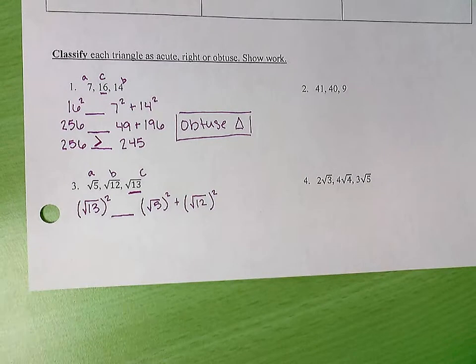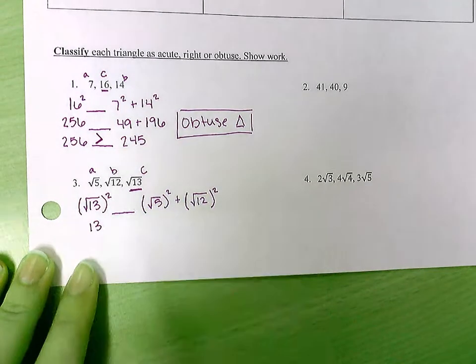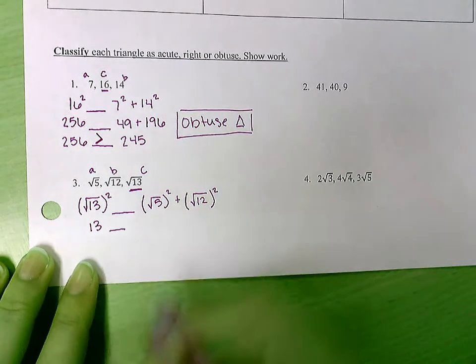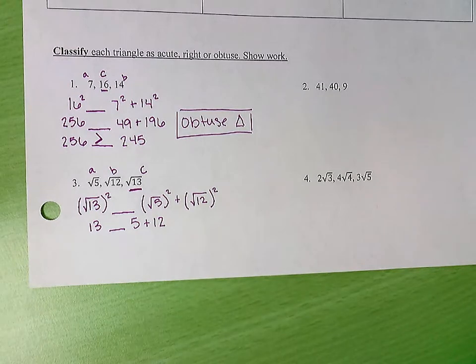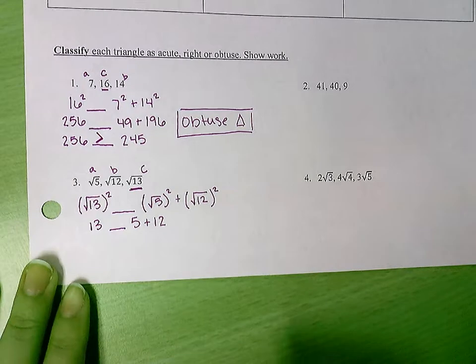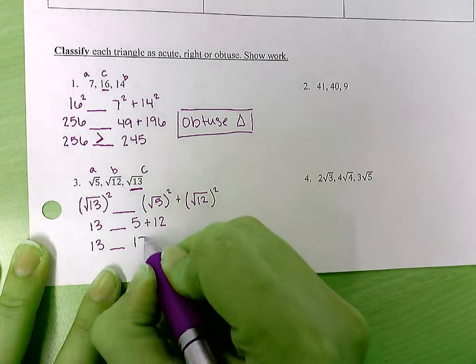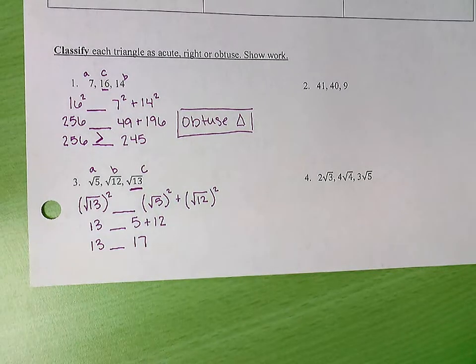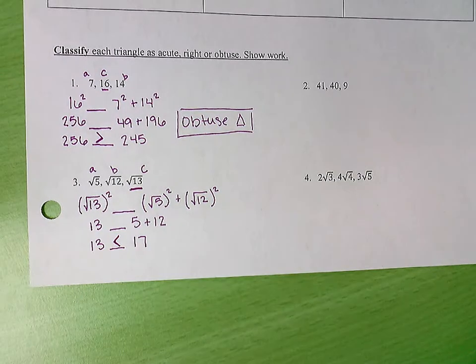What happens when I square root? They cancel. That's why I didn't want you to write that decimal approximation, because this will make it easier for you. Okay, so that square cancels out your square root. So all I'm left with is 13 compared to 5 plus 12. And then I can combine 5 and 12 to get 17. And then comparing those two numbers, 17 is greater. So we have 13 is less than 17.